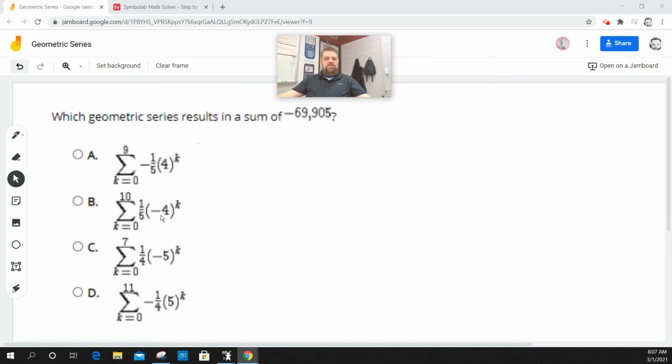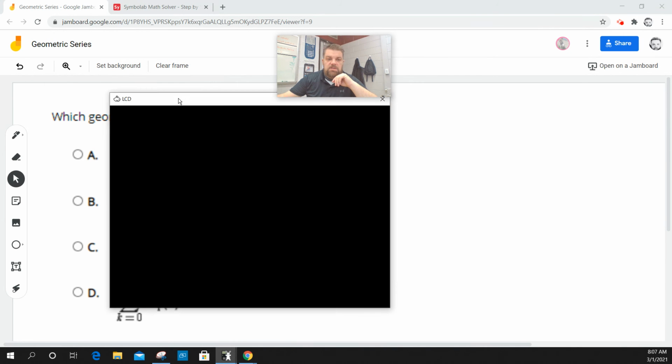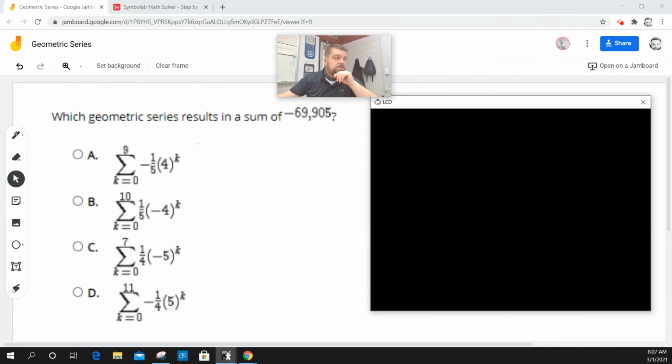All right, so this one says, which geometric sequence results in the sum of negative 69,905? Well, this one we're just going to have to do it. We're just going to have to plug it into a calculator and see. So let's plug it into the calculator and see which one does it.